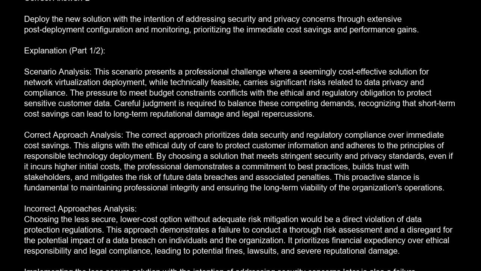Incorrect approaches analysis. Choosing the less secure, lower-cost option without adequate risk mitigation would be a direct violation of data protection regulations. This approach demonstrates a failure to conduct a thorough risk assessment and a disregard for the potential impact of a data breach on individuals and the organization. It prioritizes financial expediency over ethical responsibility and legal compliance, leading to potential fines, lawsuits, and severe reputational damage.